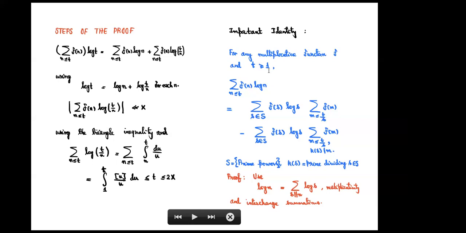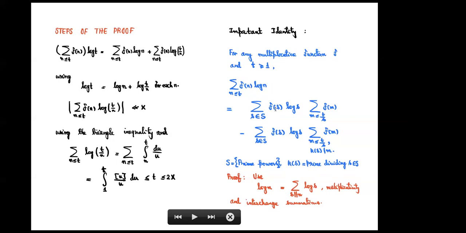For any multiplicative function f and any t greater than or equal to 1, the sum of f(n) log n is equal to this: f(s) log s times the partial sum over all integers up to t by s, summed over all s in capital S, where capital S stands for the set of prime powers, namely 2, 3, etc., 2 square, 3 square, and so on, and 2 cube, 3 cube, and so on. Okay, so all prime powers, right? So S is the set of all prime powers, and we showed that you take any multiplicative function, whether it's less than or equal to 1 or not, it doesn't matter. This identity holds.